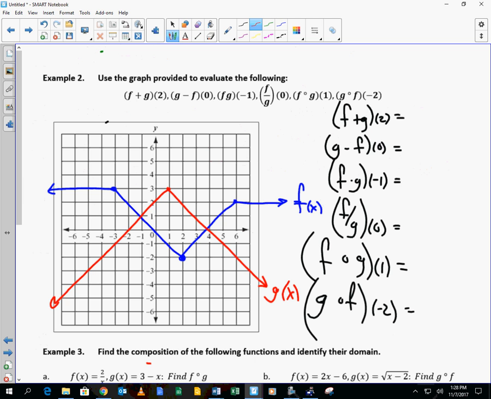I would like you to draw these two graphs as you see them here. You might want to draw one that's light and then one that's dark so you can tell the two apart. Okay.